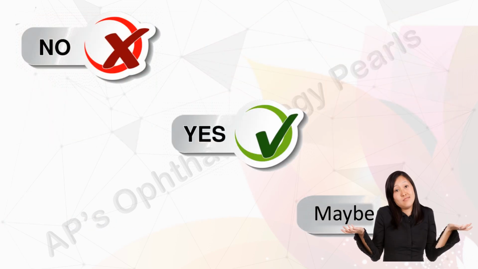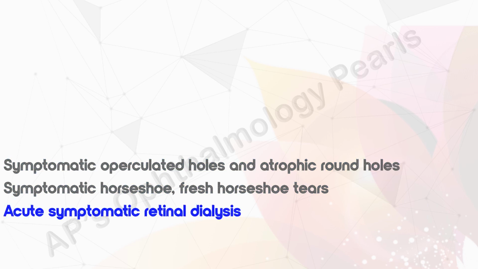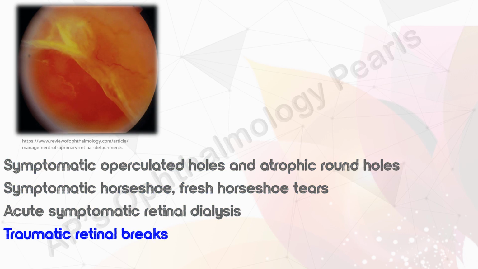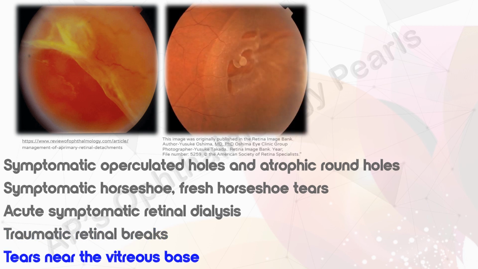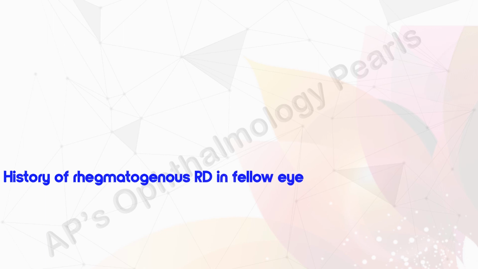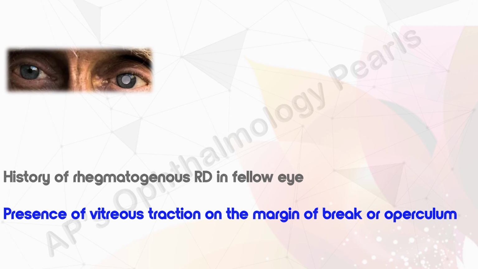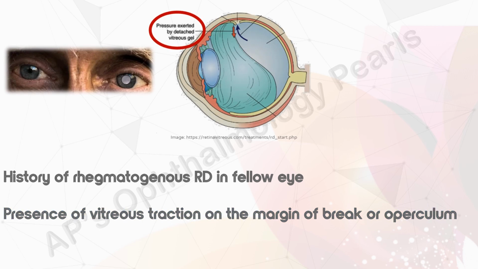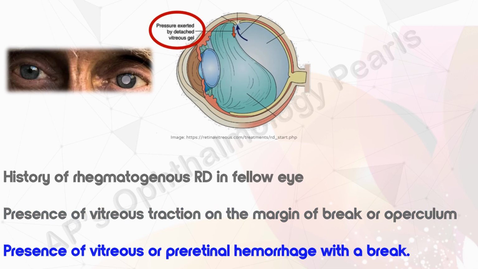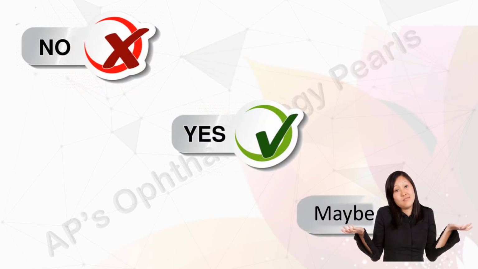Those breaks that definitely must be treated are symptomatic operculated holes and atrophic round holes, symptomatic horseshoe and fresh horseshoe tears, acute symptomatic retinal dialysis, traumatic retinal breaks, tears near the vitreous base, history of rhegmatogenous retinal detachment in the fellow eye, presence of vitreous traction on the margin of the break or operculum, presence of vitreous or pre-retinal hemorrhage with a break.